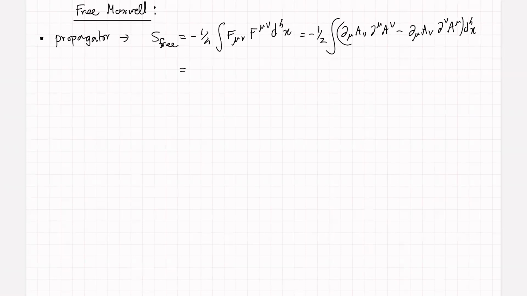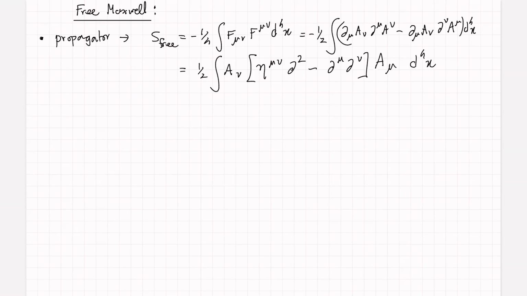And then I integrate this thing by parts again to write it as... okay. So all that I have done is that I've just simply integrated by parts the free Maxwell's action to arrive at this form. Nothing else has been done. Now this whole thing in the square bracket, let's give it a name. This is a differential operator of second order. So let's give it a name, K mu nu. Okay, it's a tensor differential operator. It's called K mu nu.